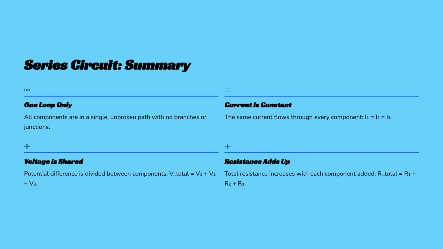To summarize series circuits, they feature a single loop, constant current throughout, shared voltage across components, and total resistance that equals the sum of individual resistances.